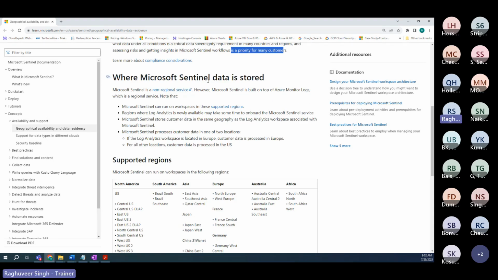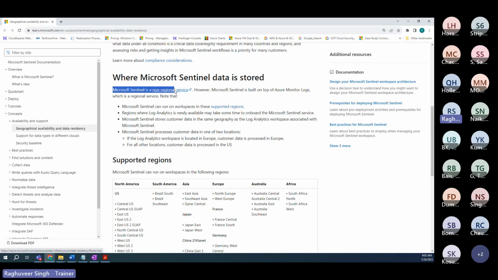Because Sentinel is also storing some metadata. It is not only the Log Analytics workspace which is storing the data. It is the Sentinel service which is also storing some fraction, some portion of analyzed data, which is known as metadata. And that metadata also has a lot of visibility. So where exactly is Microsoft Sentinel data stored?